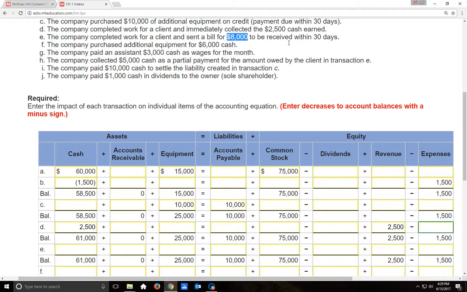So the two accounts involved in this transaction, revenues and account receivable. Revenues will go up by $8,000 and account receivable will also go up by $8,000. We'll stop here and let you complete items F, G, H, I, and J on your own directly in Connect.